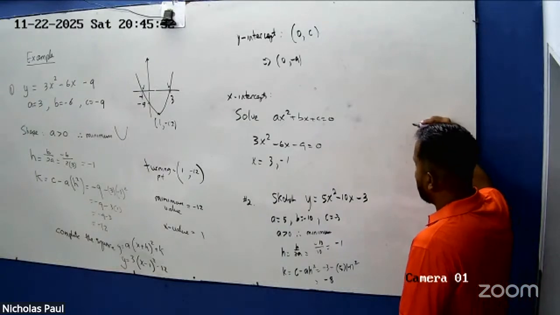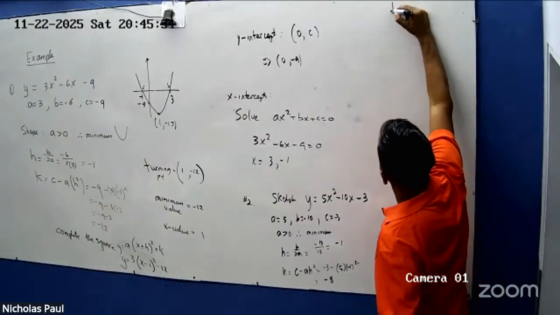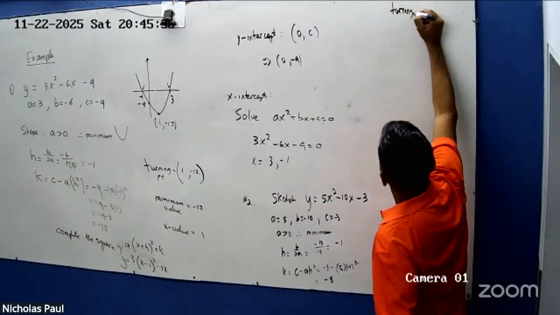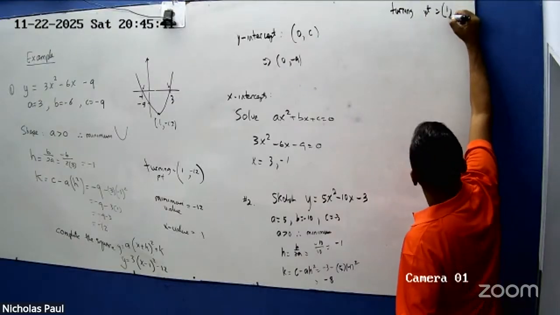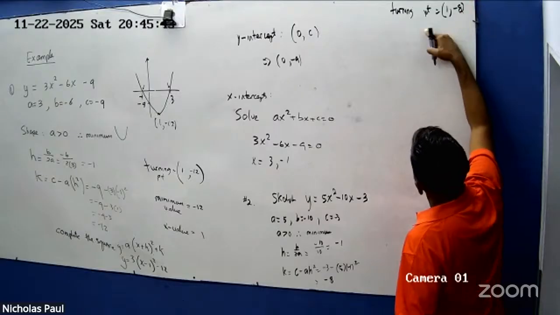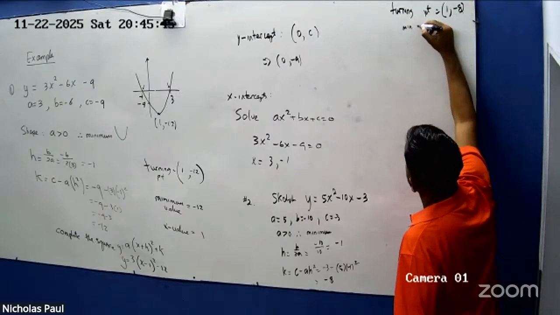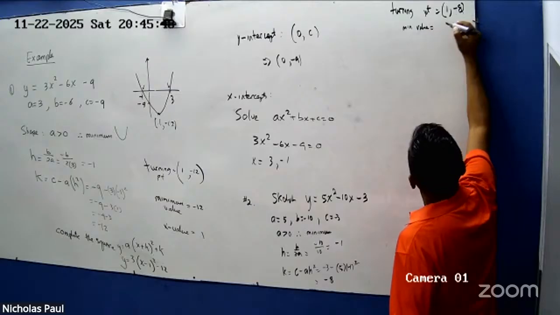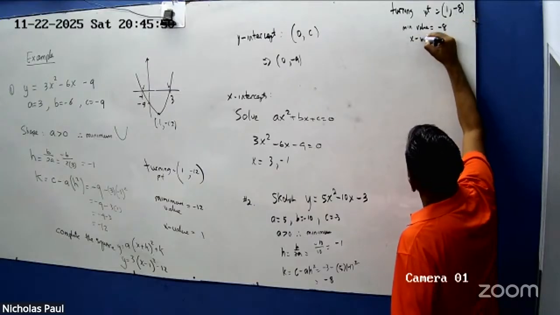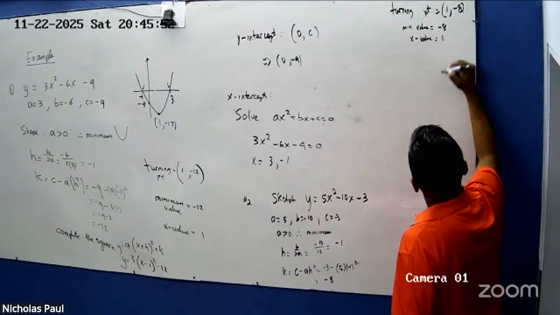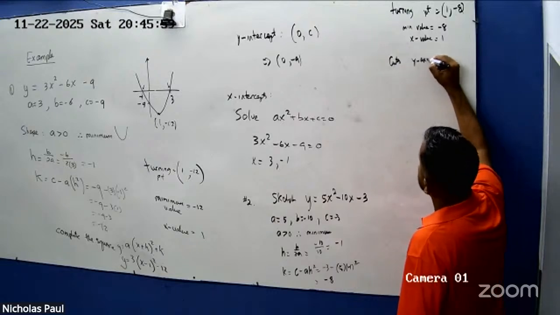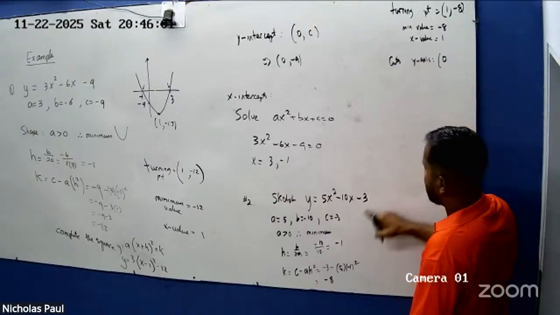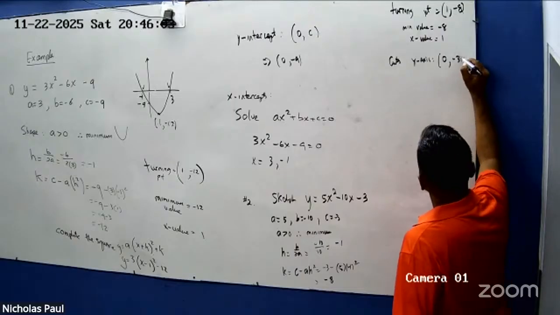Right? So we know the turning point. The turning point is (1, -8). We know the min value in case they ask us. The min value is -8, and the x value which gives you that is 1. Next, we need to know where it cuts the y-axis. That's always 0, C. So that's (0, -3).